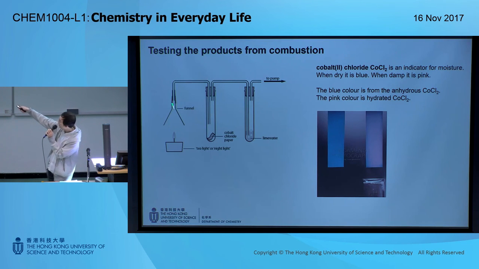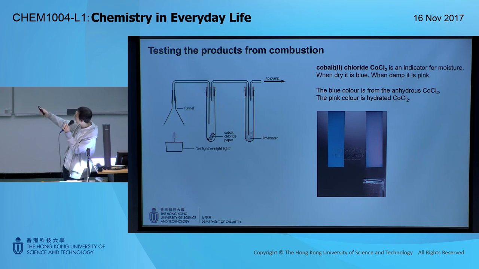As the water vapor cools down from the burning, it will form drops of water. And when the drops of water come into contact with cobalt chloride paper, the dry cobalt chloride paper has a blue color in the anhydrous form of the cobalt chloride salt. But when water comes in, it forms a hydrated salt. So it becomes CoCl2 with some H2O attached to the structure, and that has a pink color. So it will change from blue to pink, and that's what we will see.